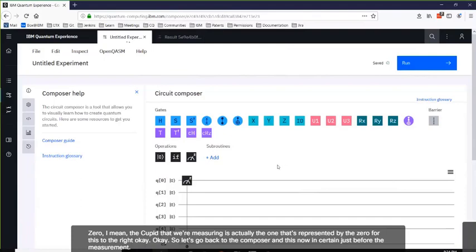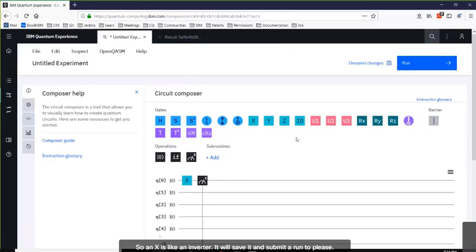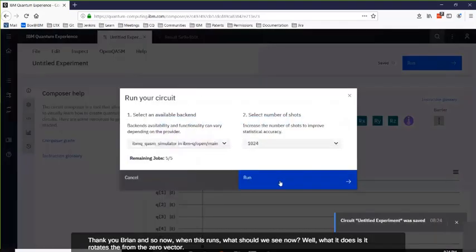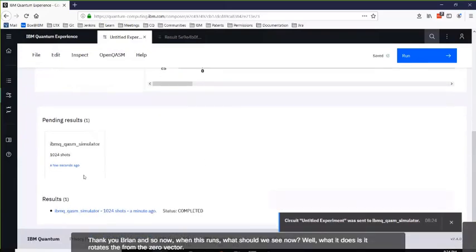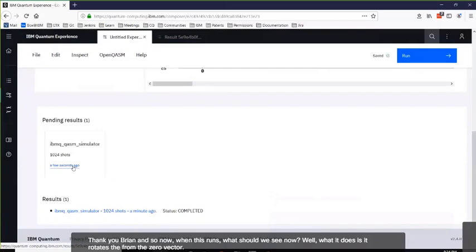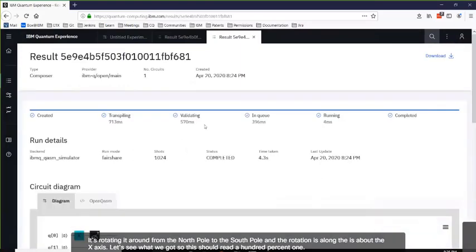Let's now insert an X gate just before the measurement. An X gate is like an inverter. So save it and submit a run, please. Thank you, Brian. And so now when this runs, what should we see? Well, what that X gate does is it rotates the vector from the North Pole to the South Pole, and the rotation is about the x-axis. Let's see what we got. So this should read 100% 1.